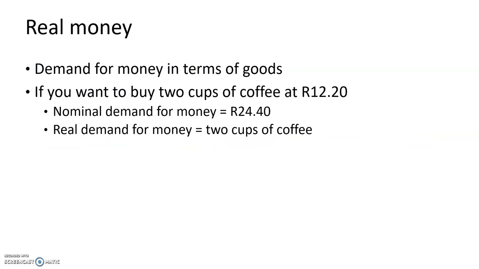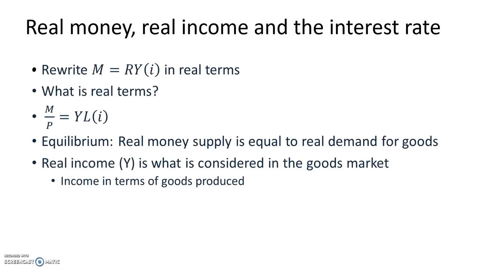Real money, demand for money in terms of goods. So if you want to buy 2 cups of coffee at 12 Rand 20 cents each, the nominal demand for money will equal 24 Rand 40, so that is the 12 Rand 20 cents times 2. And the real demand for money will equal the 2 cups of coffee. So like we said, we rewrite M is equal to $YL(i) in real terms. Equilibrium, real money supply is equal to real demand for goods. And real income Y is what is considered in the goods market, and that is income in terms of goods produced.